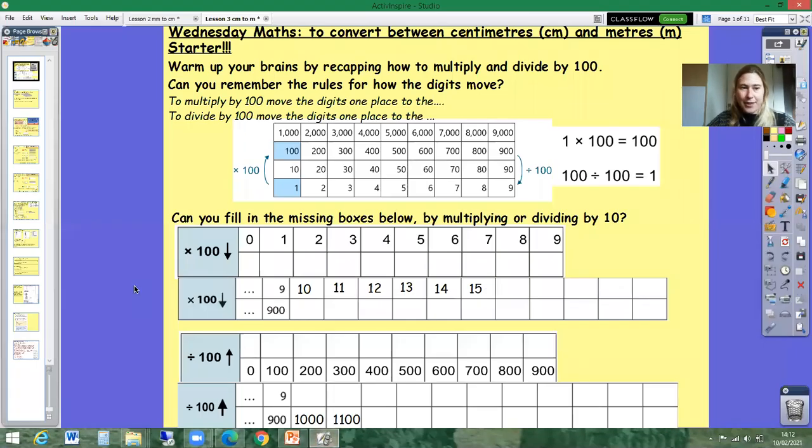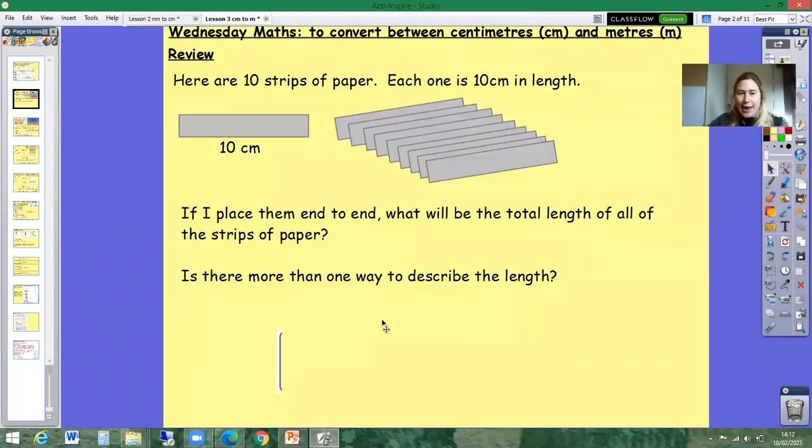Okay, we're going to need to apply those skills now. So here is your review task, and we're going to start to focus in on centimeters and meters now, okay? So pause the video and have a think. Okay, if you were finding this problem tricky, you might want to pause the video right now and see if you can go and measure out some strips of paper that are 10 centimeters in length, make 10 of them, and see what happens if you do place them end to end, okay?